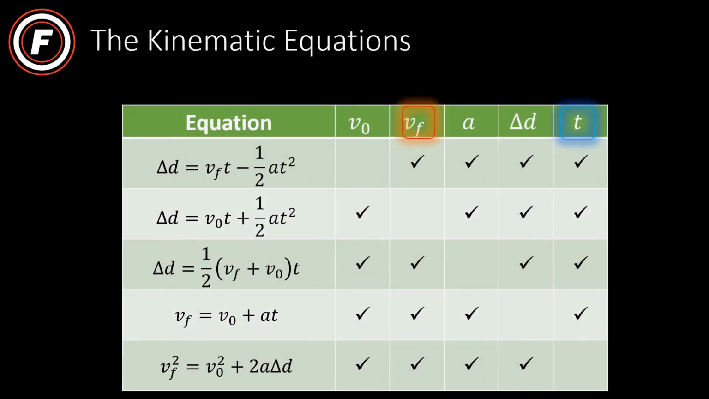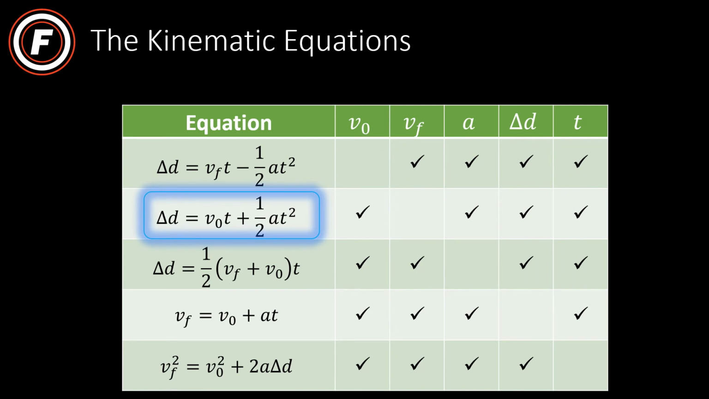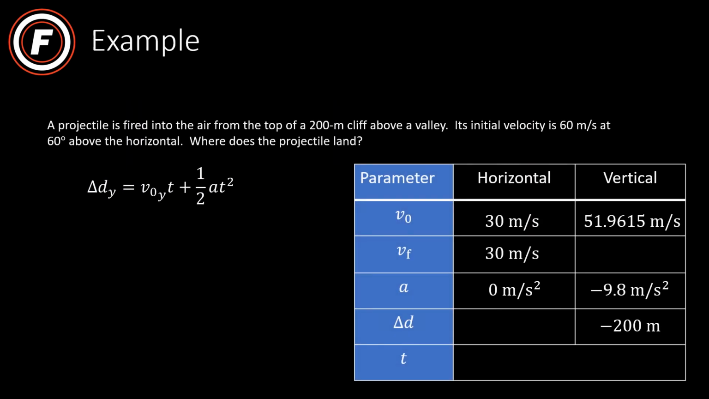We want to include time, so that leaves us with 4 equations from which to choose. We need to choose the one equation that neglects the final velocity. This leads us to the second choice. We've seen this one before, but this is the first time the initial velocity is not 0. We'll start by multiplying 1/2 and 9.8, and then rearrange to set equal to 0.